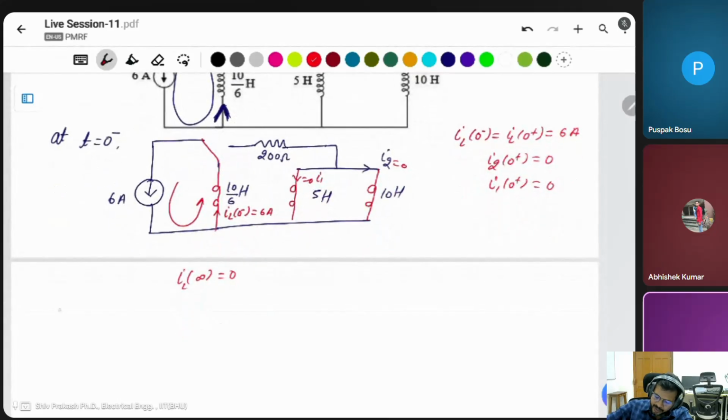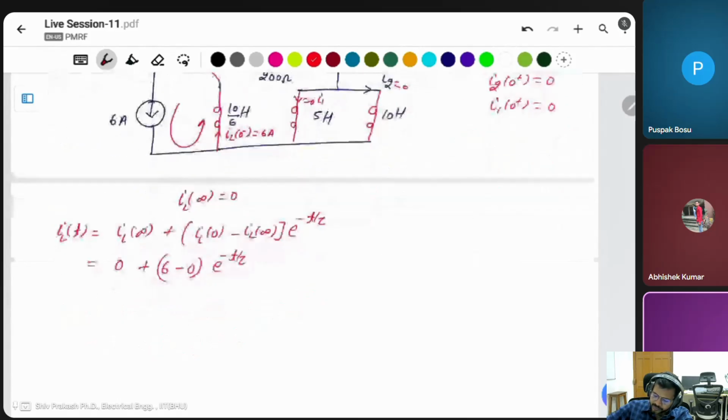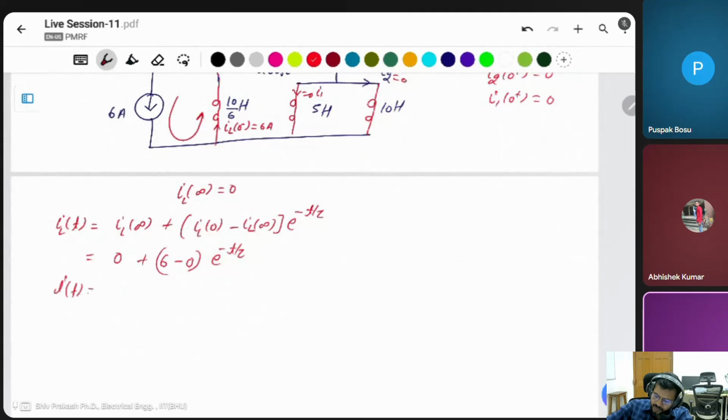And what is the value of IL? IL(t) is IL infinity plus IL(0) minus IL infinity, e to power of minus t by tau. That is 0 plus 6 minus 0, e to power of minus t by tau, which is 6 e to power of minus t by tau. Question number one.